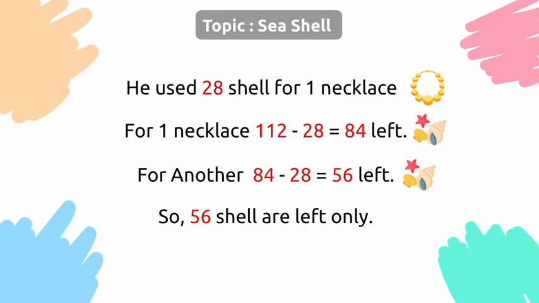Another necklace. 84 minus 28 is equal to 56 left. He keeps subtracting 28 to make necklaces for each friend. Subtraction helps him know how many shells are left.